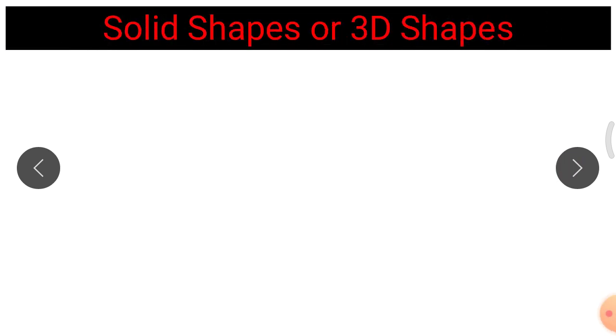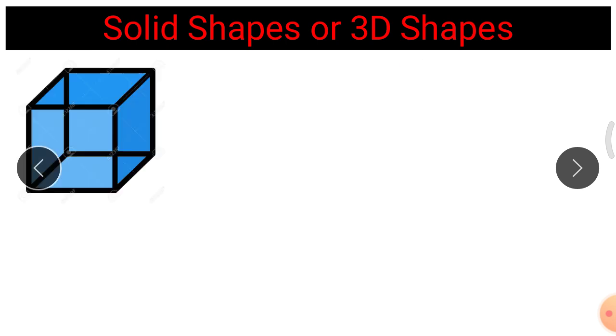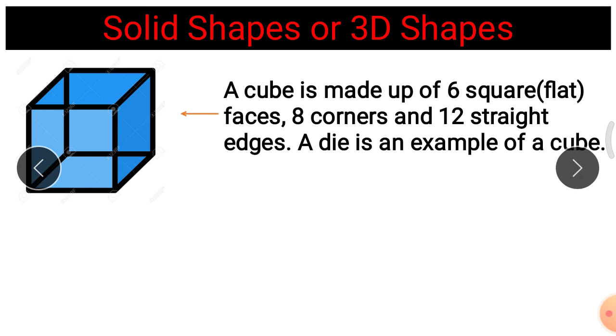Now come to the next shapes, that is solid shapes or 3D shapes. In the further page, what did we study? That plane shapes and 2D shapes are the same. Now this one, solid shapes or 3D shapes. This also we have done in Class 1. So let us recall first. This is, can you guess? Yes, this is a cube.